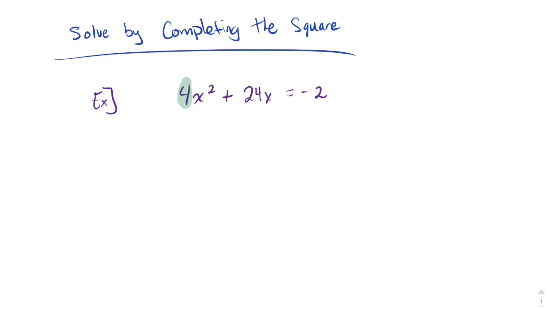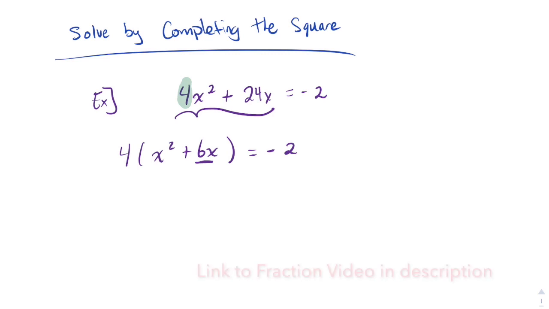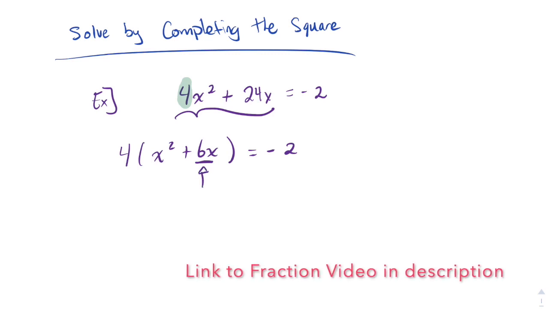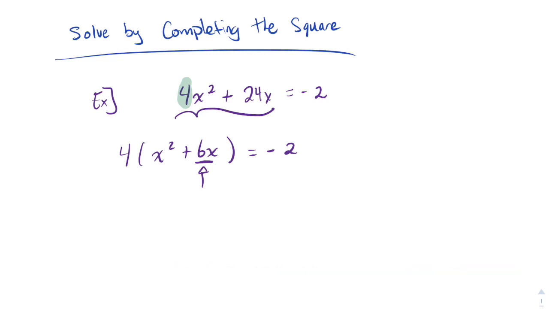The first thing we're going to do is factor 4 out of these two terms here. So we have 4 times (x squared plus 6x) equals -2. Okay, that worked out nicely. It gave us an integer for that term. If you want to see a video where you actually get a fraction in this term, you can watch my other video for completing the square with fractions. That'll give you some extra practice on those types of problems. But for this one, we have nice numbers.